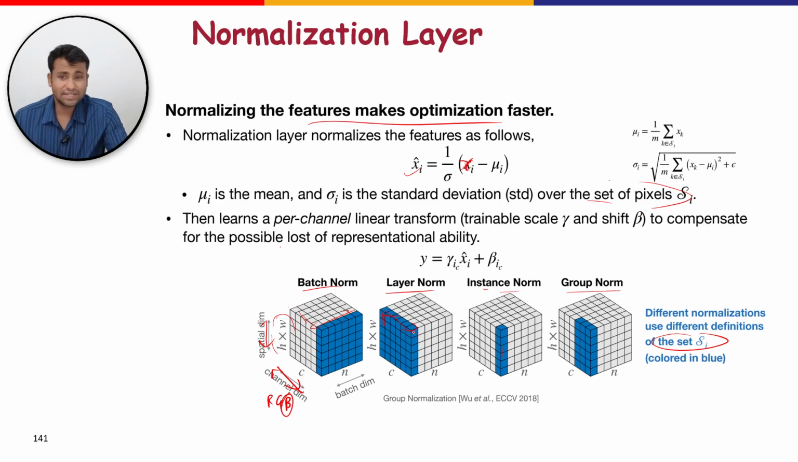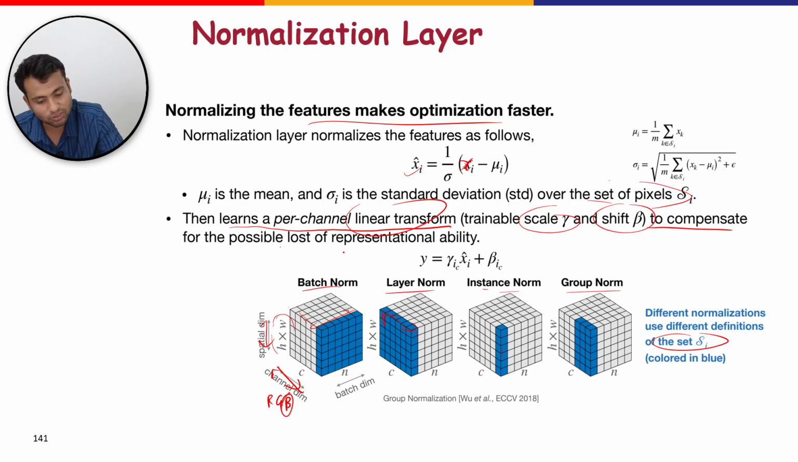What is very interesting, and those who want to go a little deeper into machine learning should realize, is what the trainable parameters here are. This normalization learns a per-channel linear transformation. For a linear transformation, how many trainable parameters do we have? A scale gamma and a shift beta. It's standard terminology used to compensate for the possible loss of representational ability.